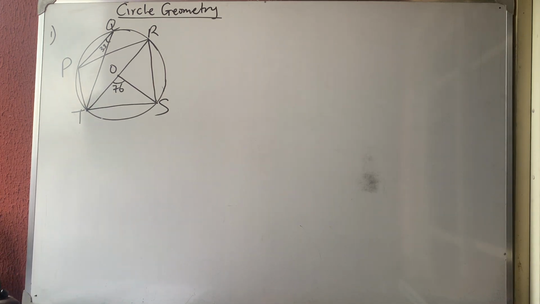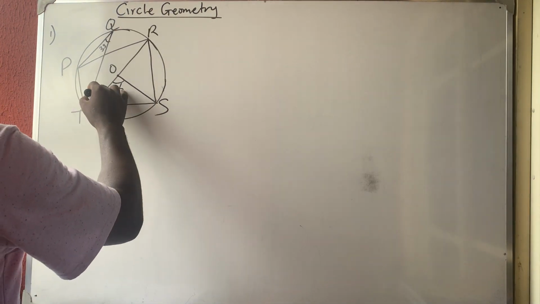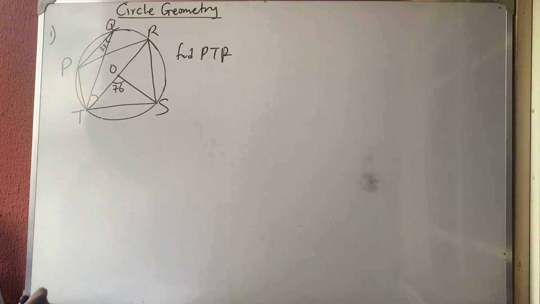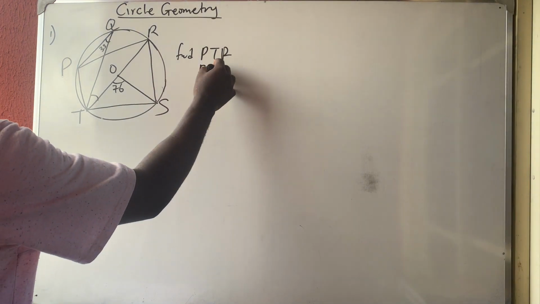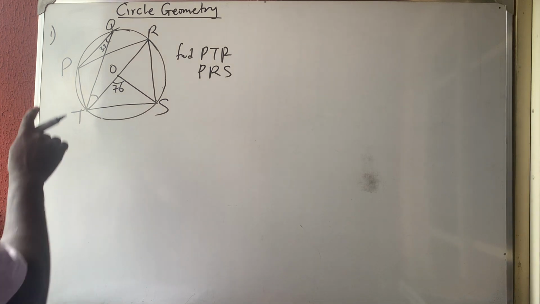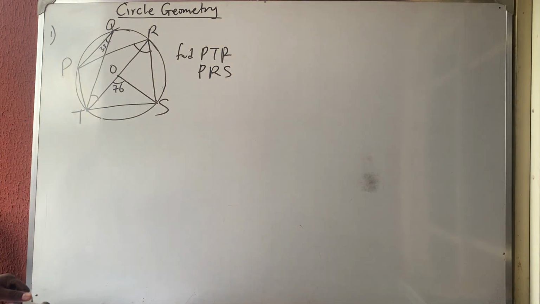Okay, we have this question, and they say that we should find angle PTR. That is this place. Find PTR and equally find PRS. Okay, we need to find PTR and PRS. PRS is all these angles. That is where they say we should find.